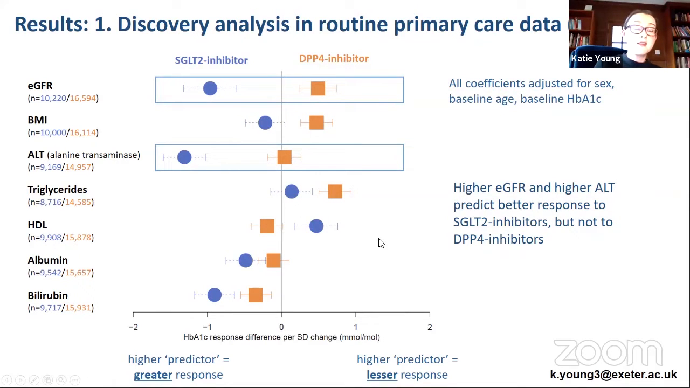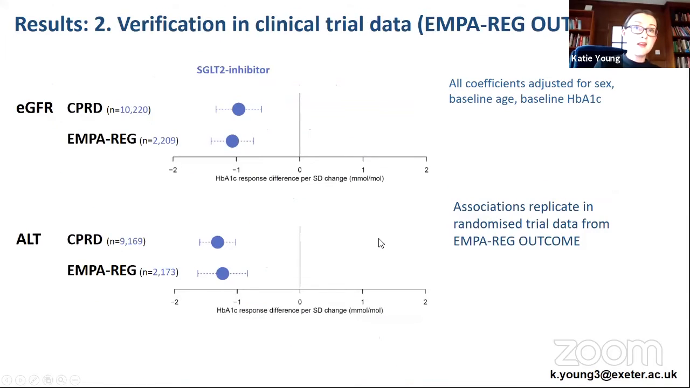And when I repeated this analysis in the EMPA-REG outcome data, you can see that the results are replicated really well, despite this being a slightly different population. And that suggests that these associations are robust and not due to confounding.